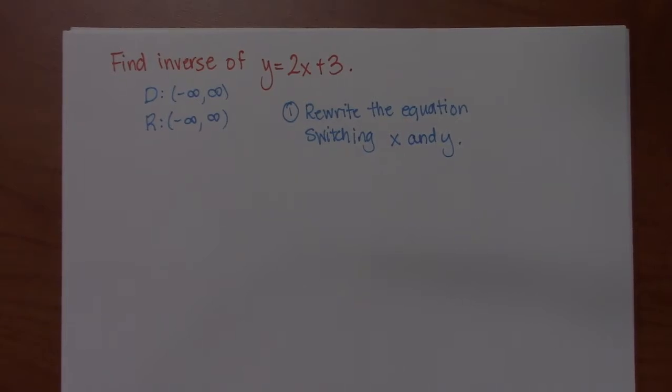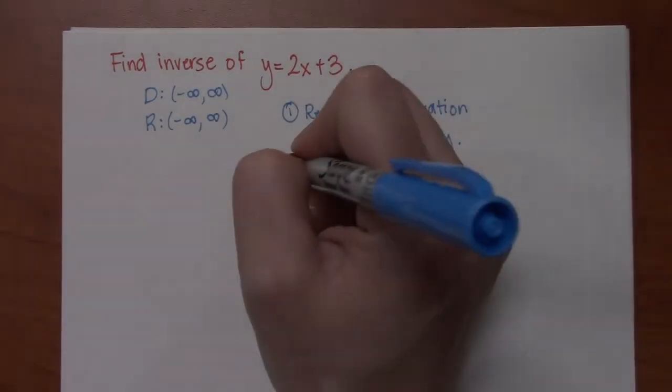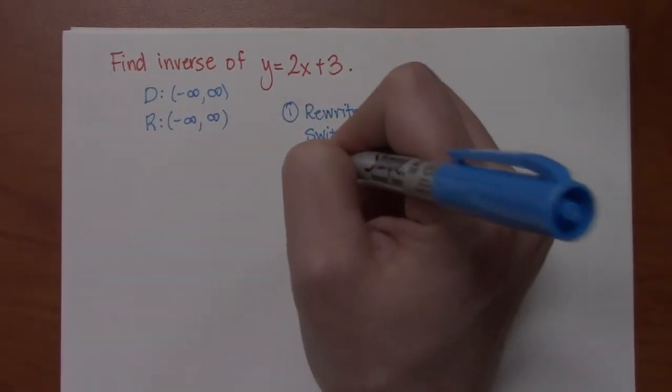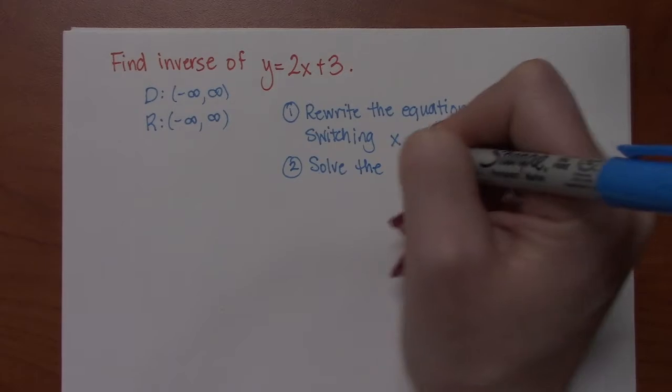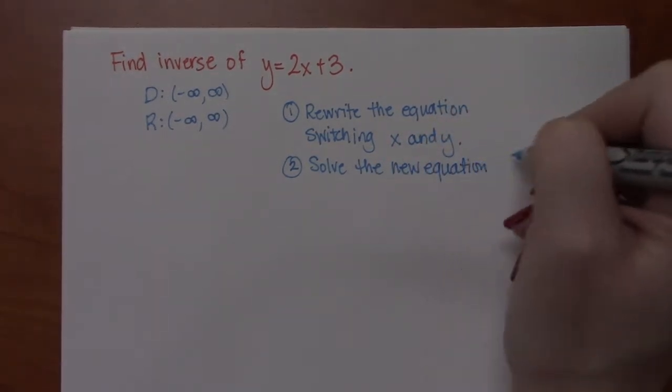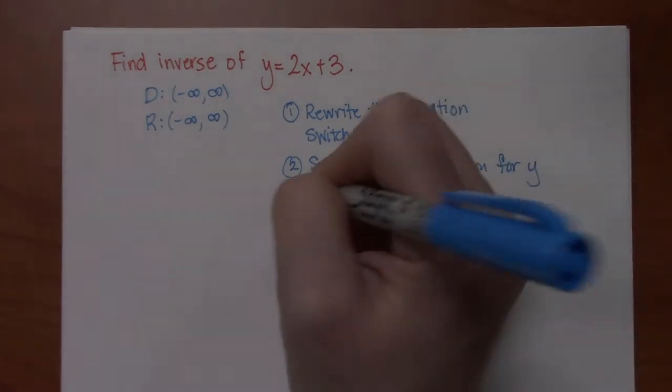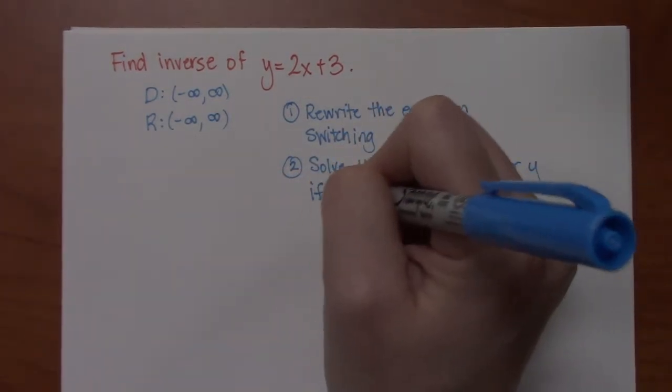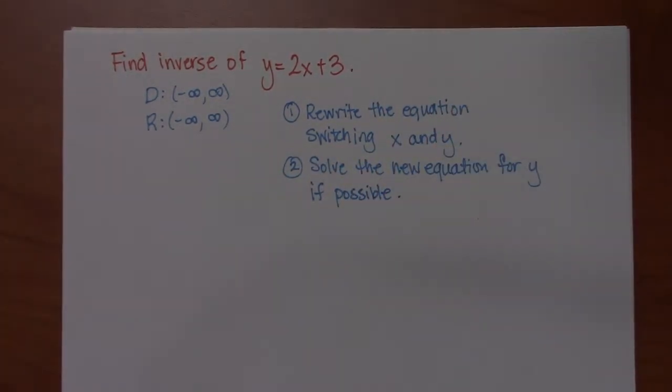So every x you rewrite as a y, every y you rewrite as an x. If the variables have other names, then you swap those names. So if it's like v of t, for example, then all the t's become v's, all the v's become t's. Then you solve the new equation for y if possible.